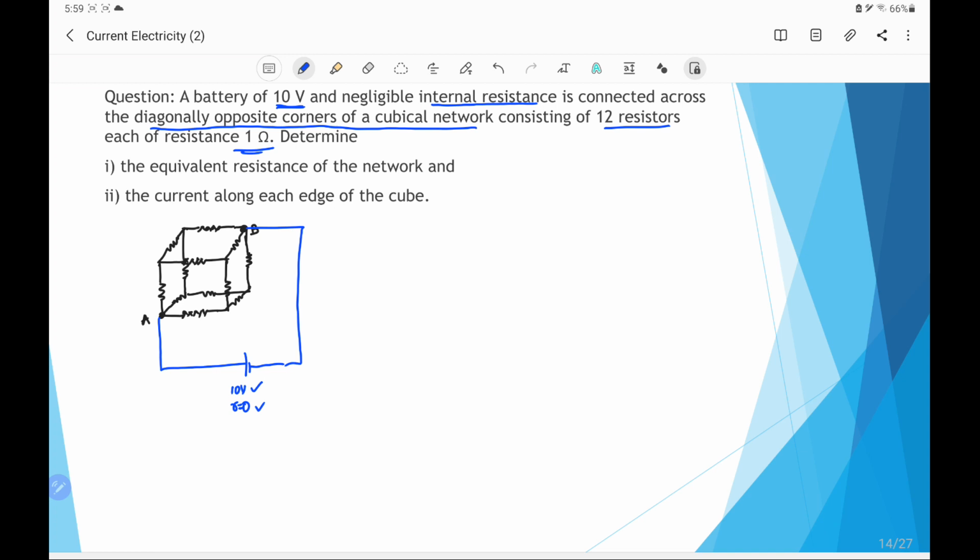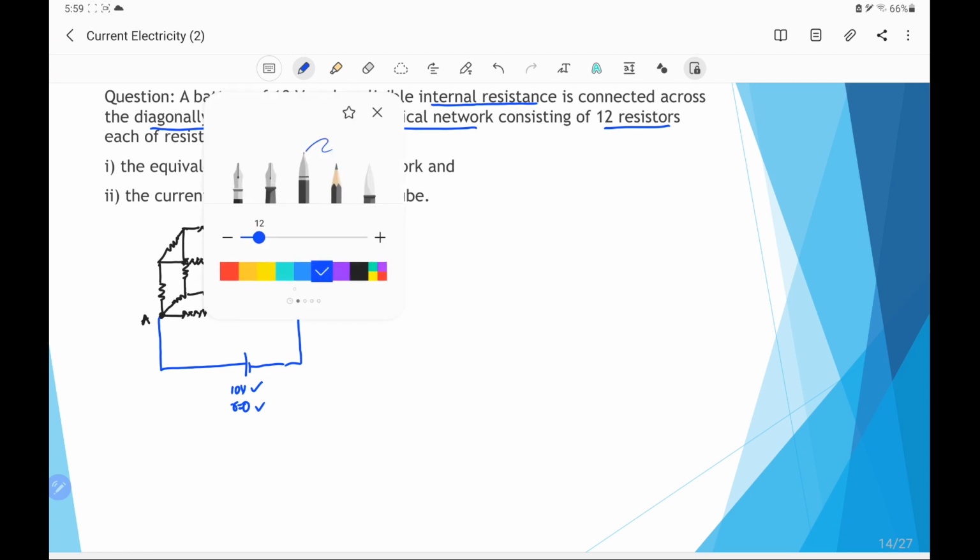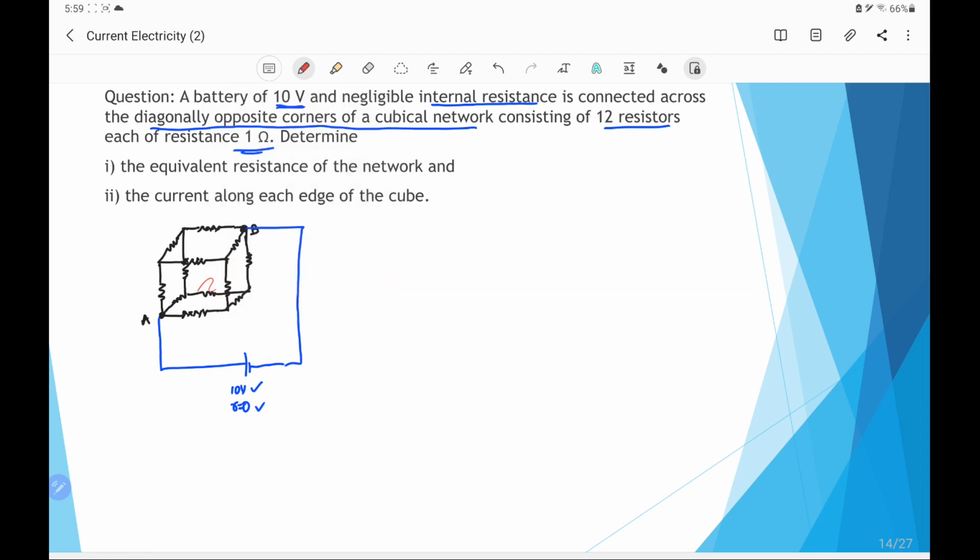Here the resistance distribution is symmetrical, and there are 8 corners. Out of these 8 corners, A and B are the diagonally opposite corners across which we have to find the equivalent resistance. So if we check the remaining 6 corners, this is one corner, another corner, and this is the third corner.